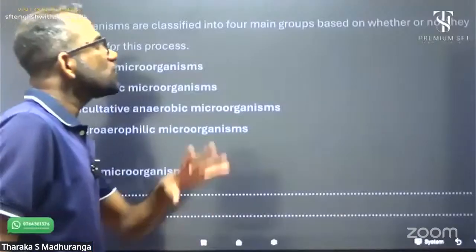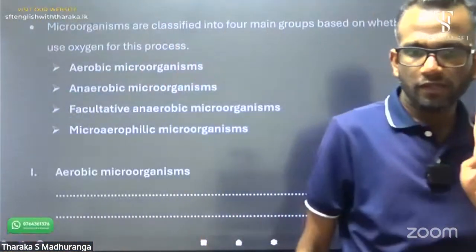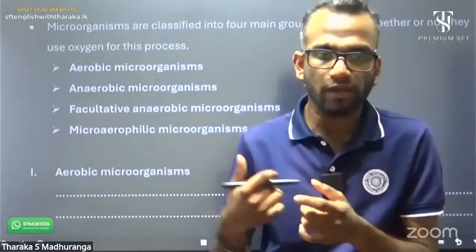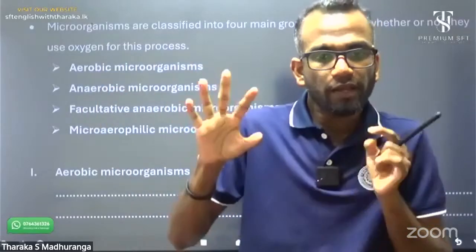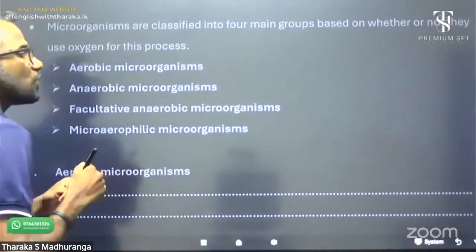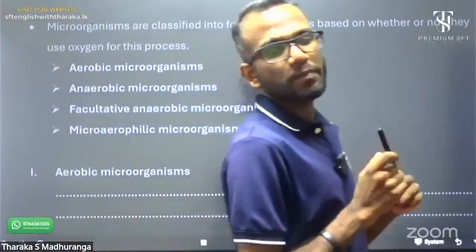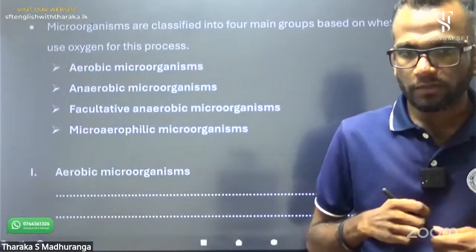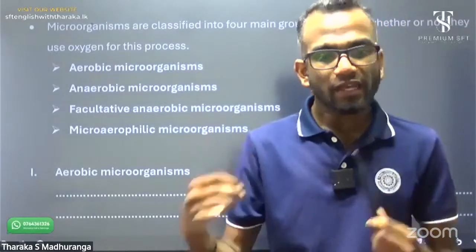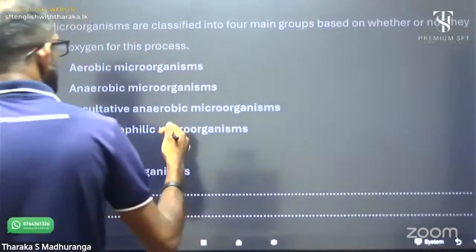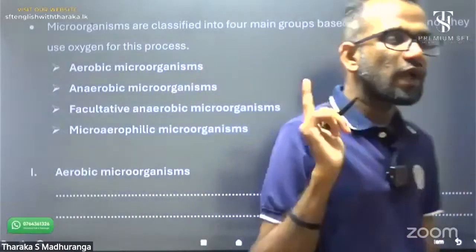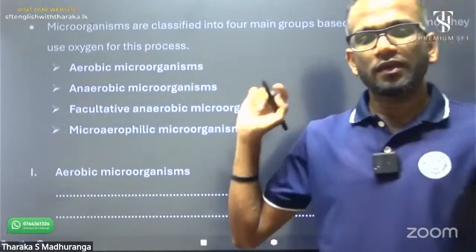Microorganisms are classified into 4 main respiratory types. That's the main reason they can live in extreme environments. Microorganisms are classified into 4 main respiratory groups. The first one, aerobic microorganisms. The second one, anaerobic microorganisms. The third one, important, facultative anaerobic microorganisms.